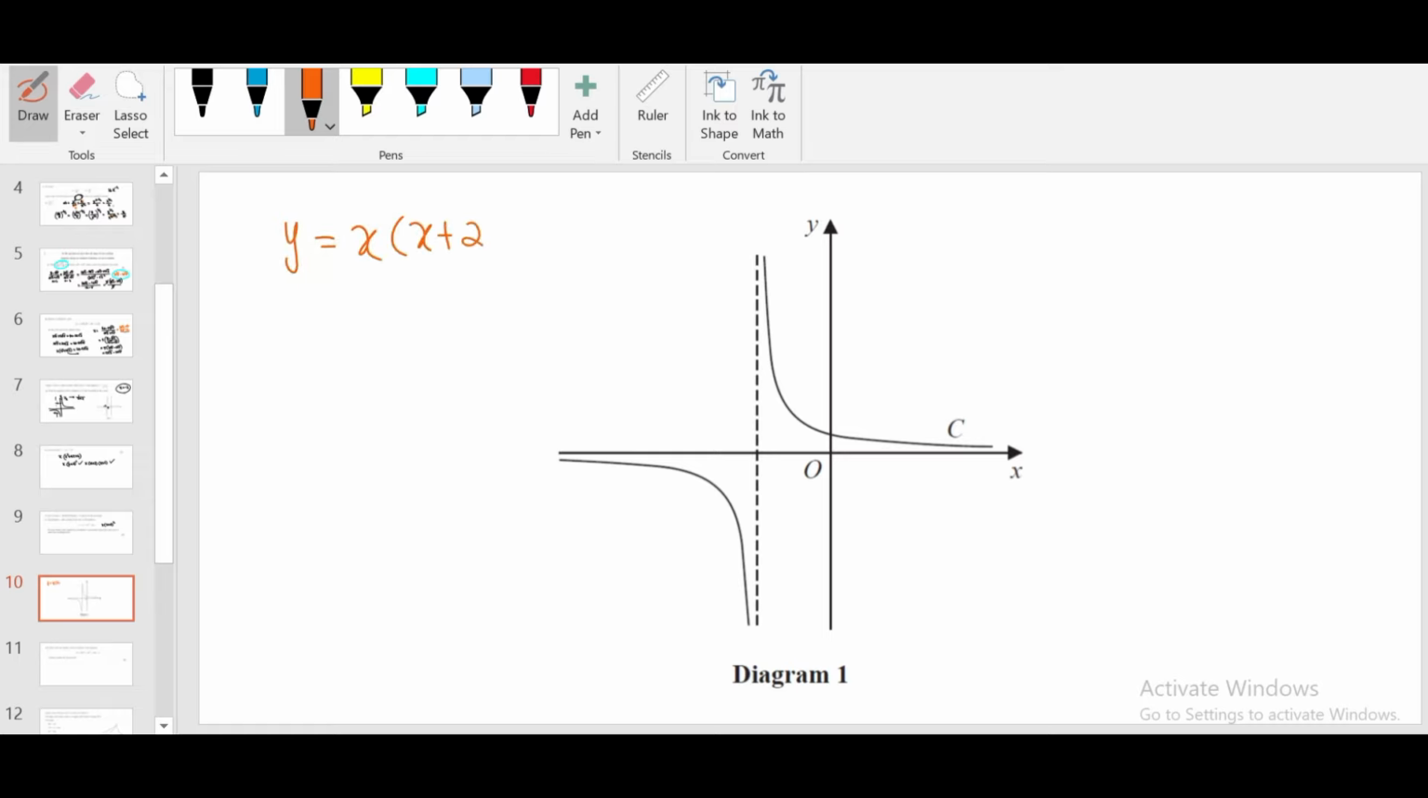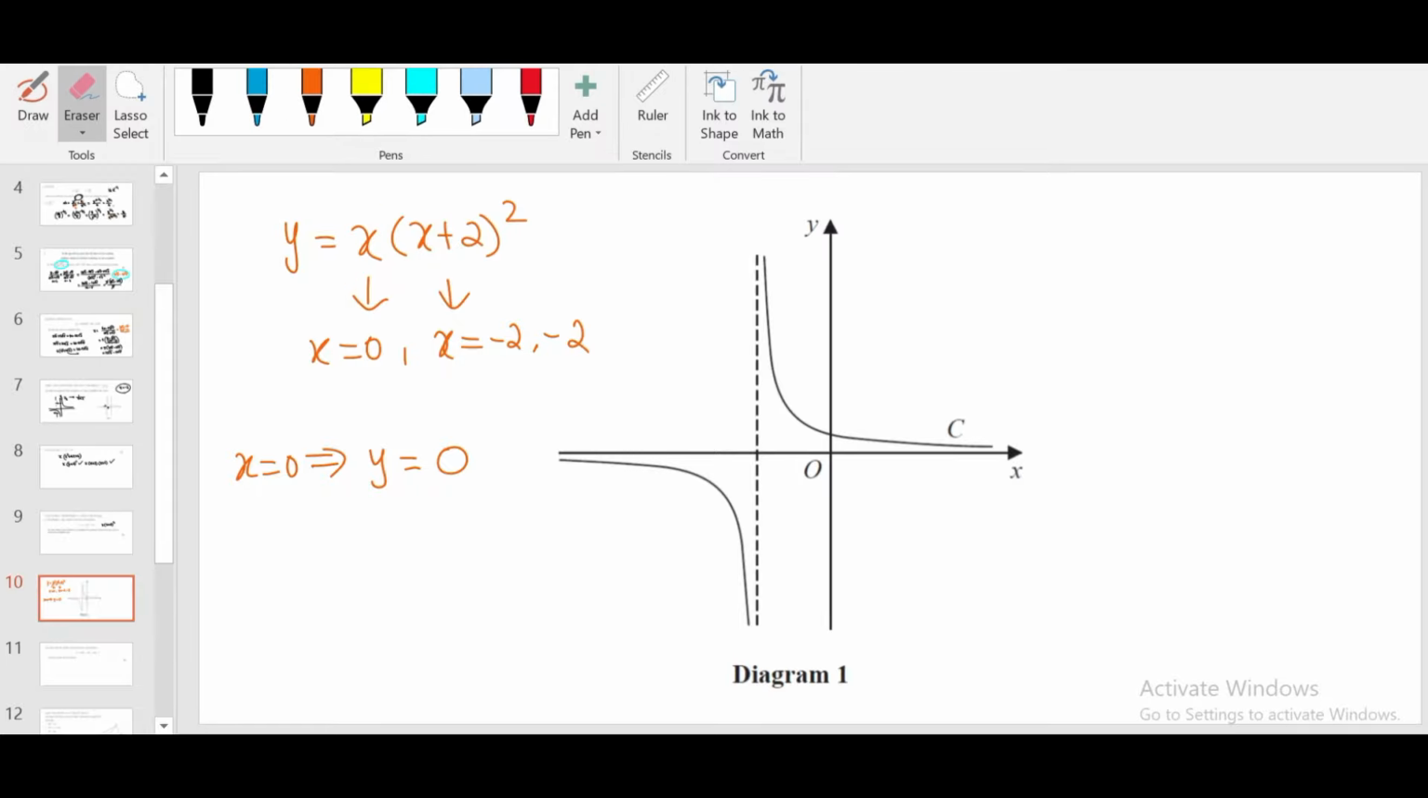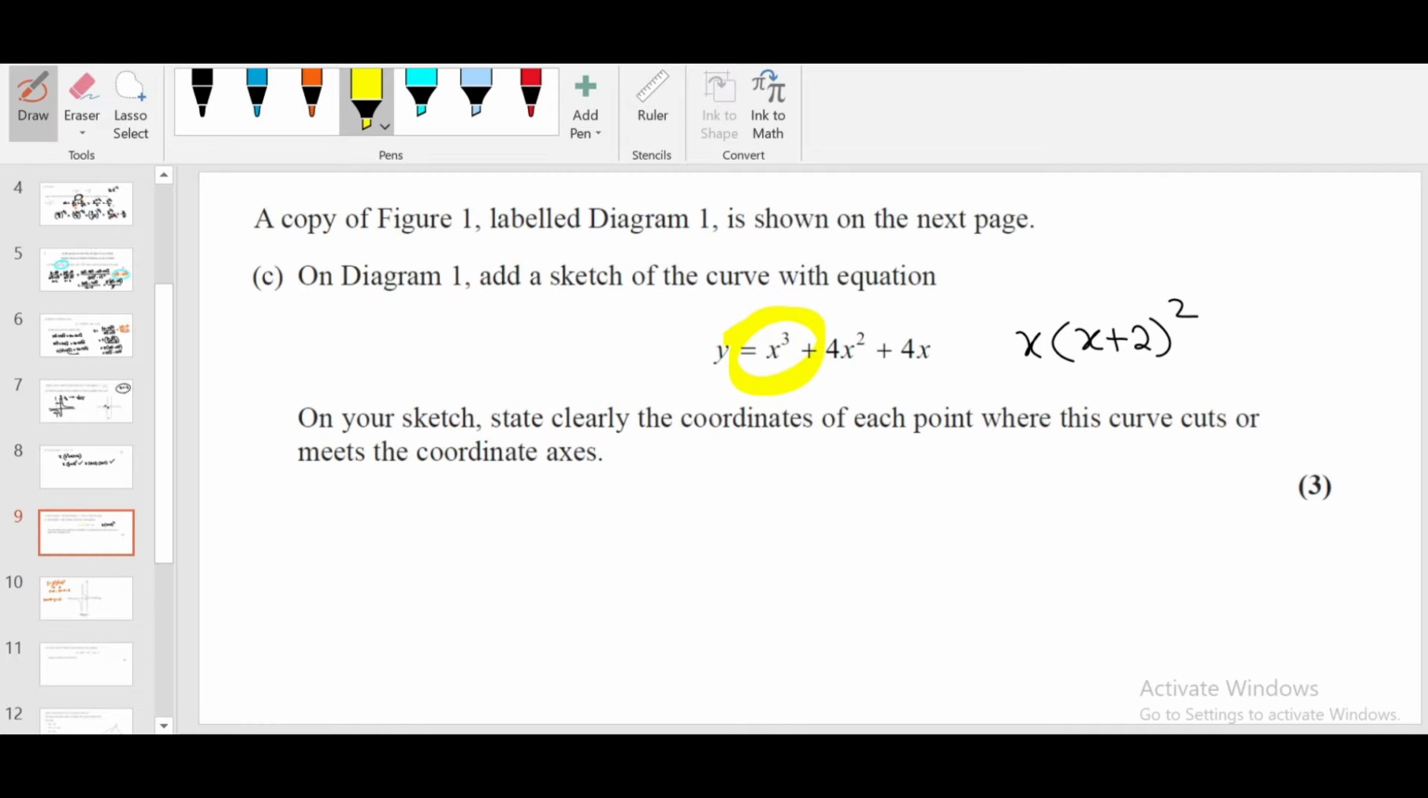plus 2 whole square. First, you need to find x-intercept by equating them to 0 separately. You will get x is 0, x is negative 2, repeated roots. And then find the y-intercept by replacing x by 0. You will get y is equal to, when you replace x by 0, everything will be 0. That's a y-intercept. And the third thing you need before sketching the graph, the coefficient of x cube. If you look at the function, the coefficient of x cube is positive, so you will get this graph. If it's a negative, you will get this graph.